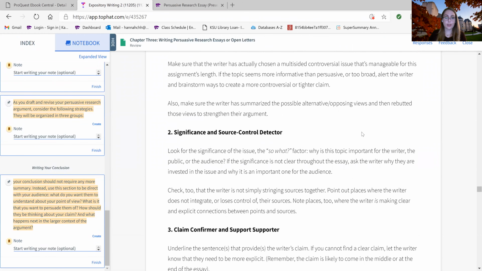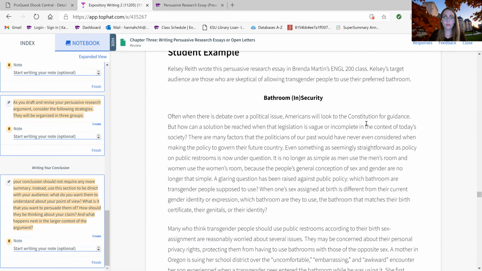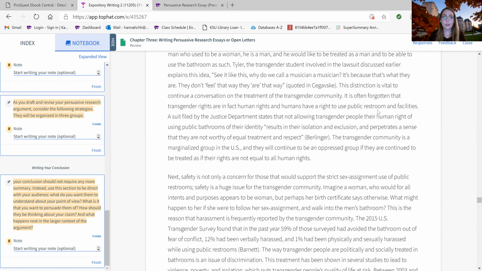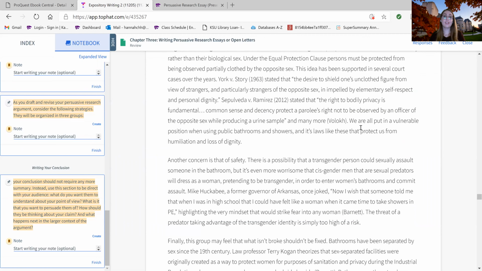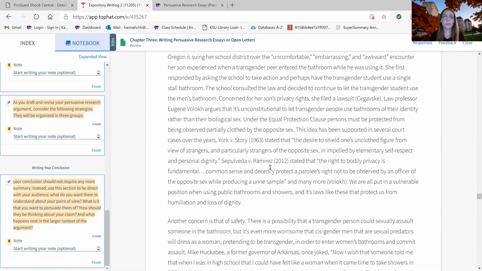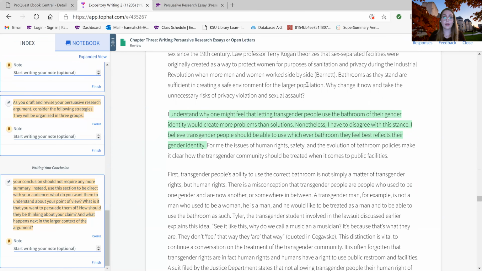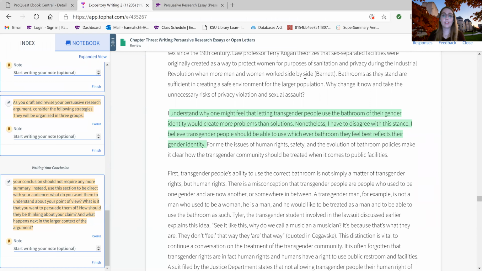Then we are going to scroll down. All right, so bathroom insecurity. Bathroom insecurity is an example of the Rogerian approach. So again, the Rogerian approach has that common ground paragraph where they present the thesis early. As I've highlighted here, it's this brief transitional paragraph.